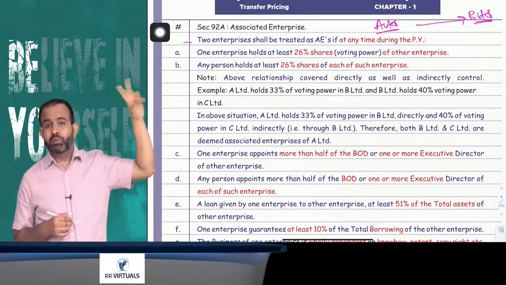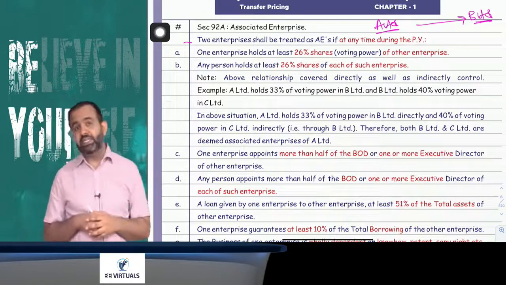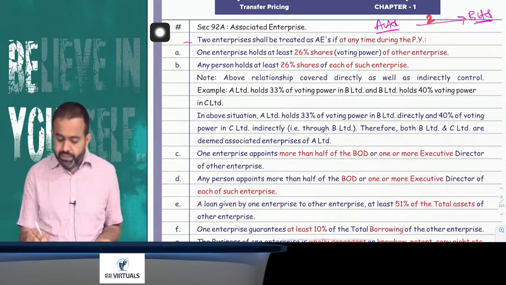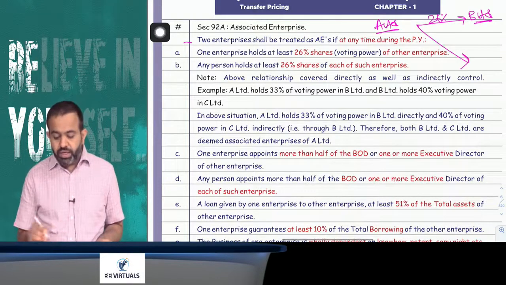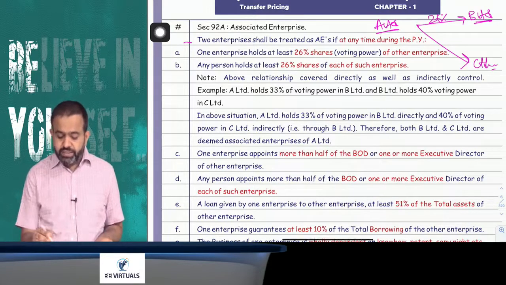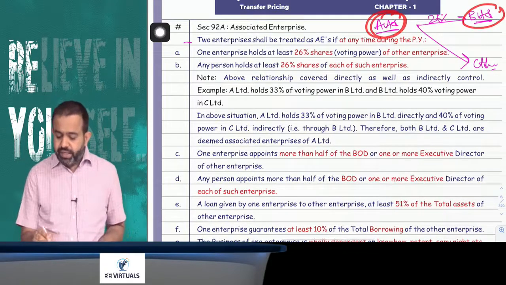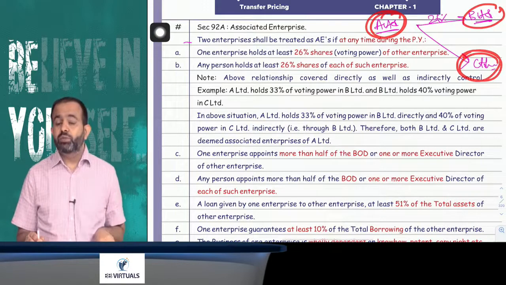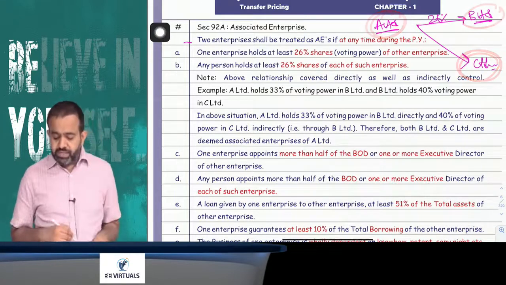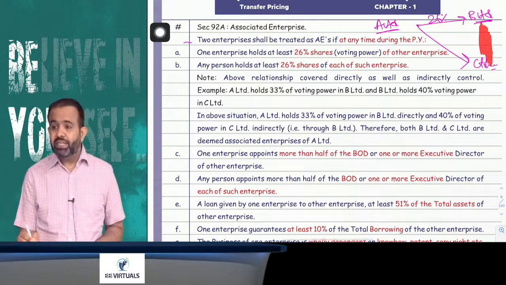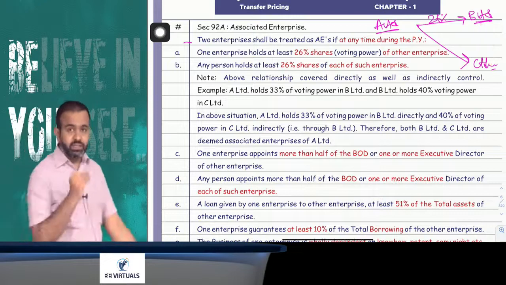Now, the second point says that suppose one person or one enterprise holds 26% or more equity shareholding or voting power of two enterprises, then both enterprises will be treated as associate enterprises. I can take one example. Suppose in this example, A Limited holds 26% or more equity shareholding of B Limited, as well as 26% or more equity shareholding of C Limited. In that case, obviously A Limited and B Limited are associate enterprises due to point number 1. Here A Limited and C Limited are treated as associate enterprises due to point number 1. But guys, point number 2 says that here B Limited and C Limited will also be treated as associate enterprises.